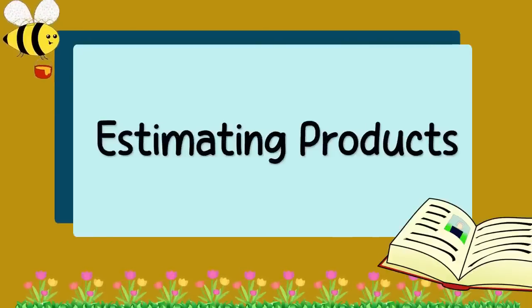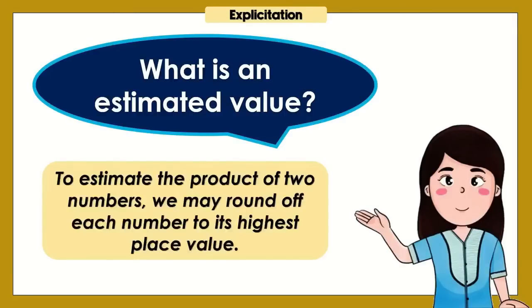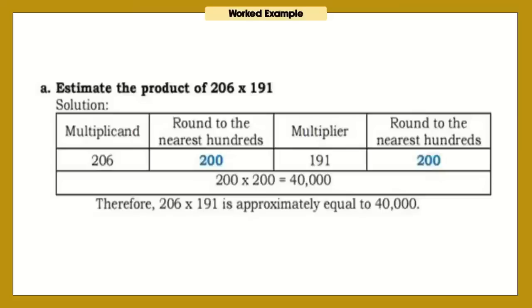Estimating products. What is an estimated value? To estimate the product of two numbers, we may round off each number to its highest placed value. Estimate the product of 206 times 191. Therefore, 206 times 191 is approximately equal to 40,000.